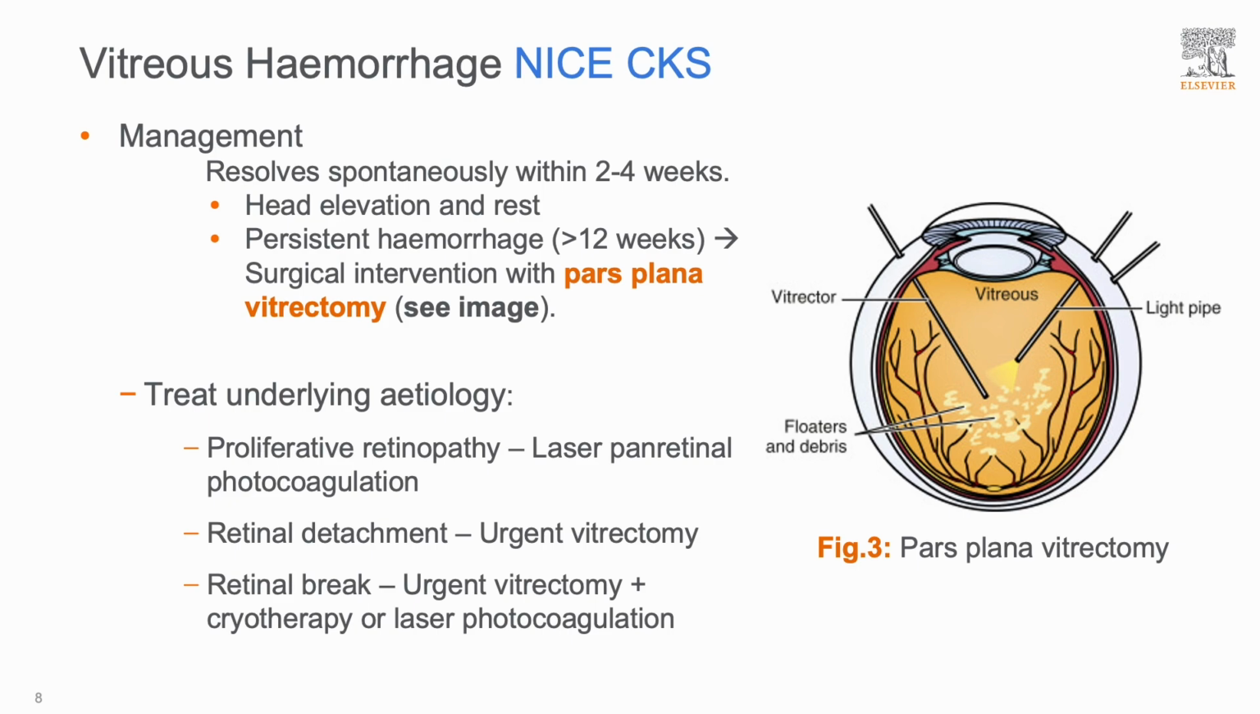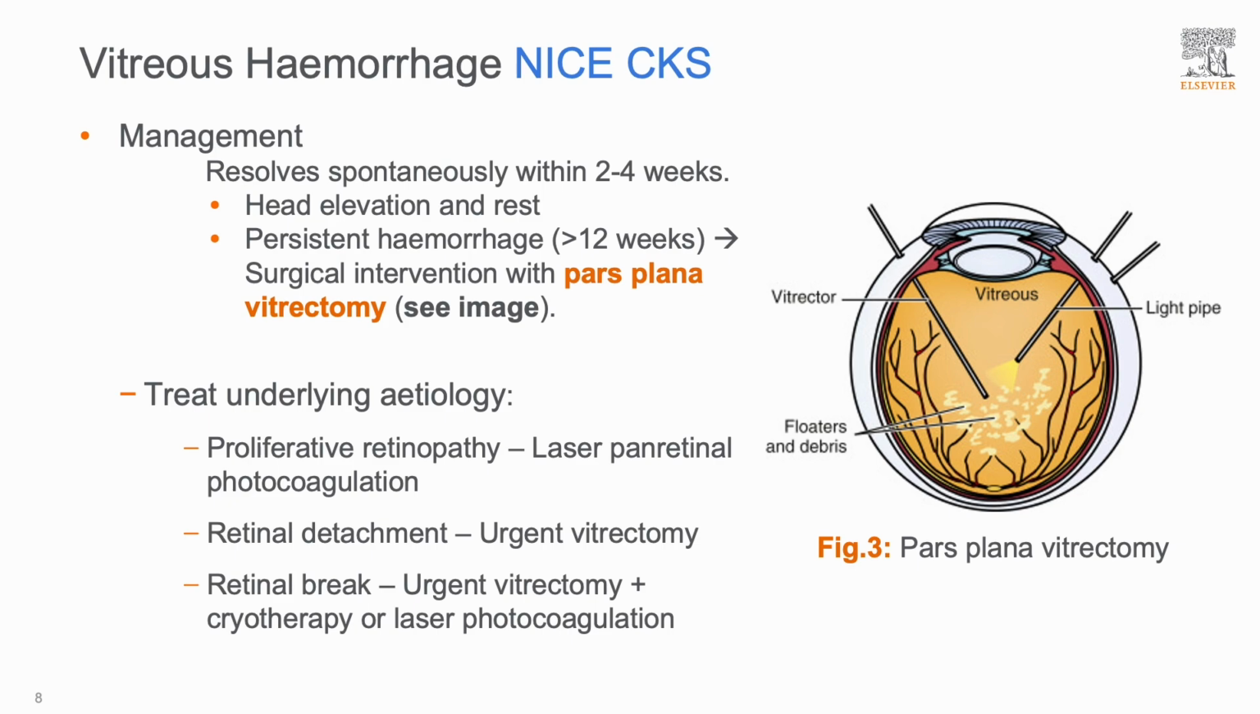If visualization of the posterior segment is obstructed, as discussed on the previous slide, an ultrasonography may be used to assess for retinal detachment. When a retinal break or detachment is identified, an urgent pars plana vitrectomy is required, as shown in Figure 3. However, if the retina remains attached, outpatient observation is appropriate. If a break is found, it can be treated using cryotherapy or laser photocoagulation. Patients without retinal detachment may gradually return to normal activities.